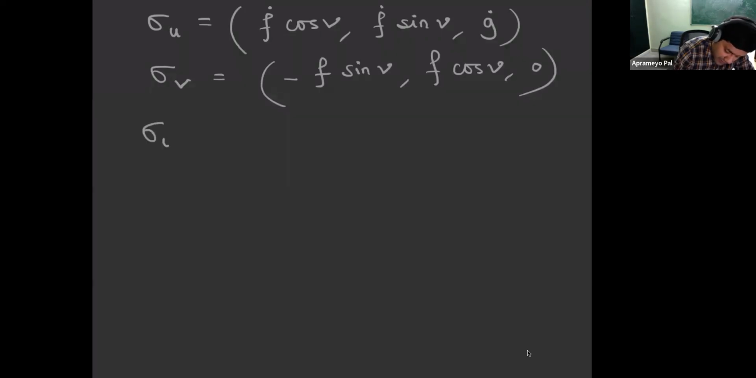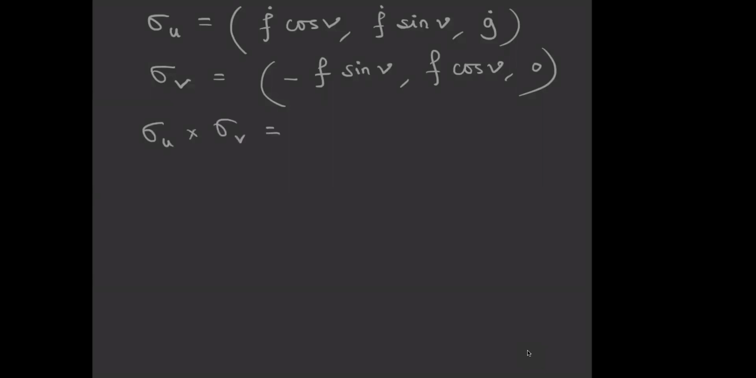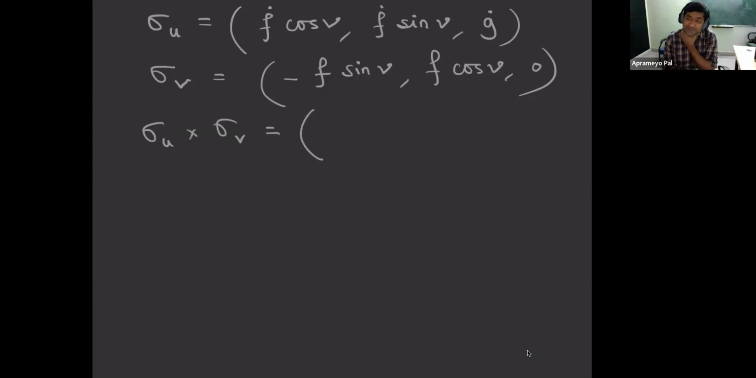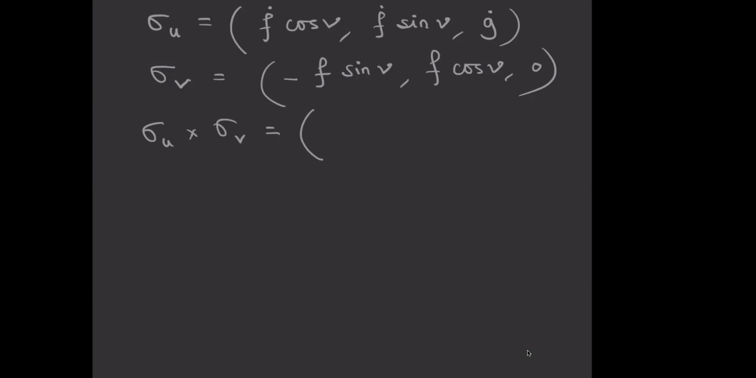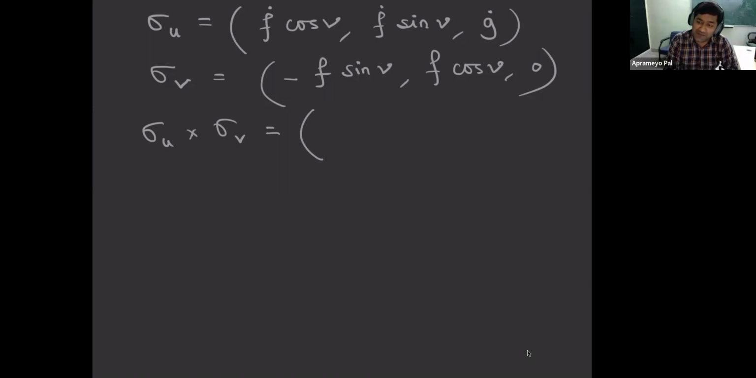So then you take the cross product of sigma u and sigma v. Any guess what this would be? Zero. Is it? Can you check once more?